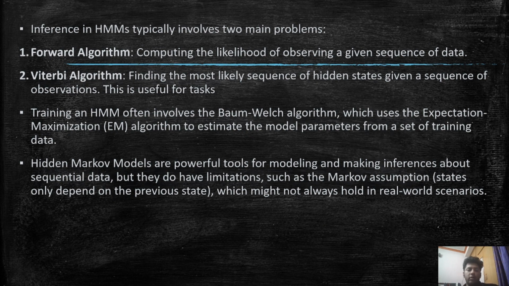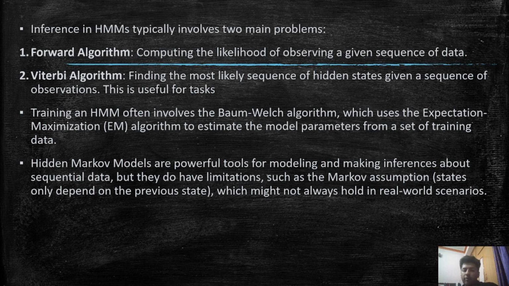So inference in HMMs typically involves two main problems. The first one being the forward algorithm, which is computing the likelihood of observing a given sequence of data, and the second one being the Viterbi algorithm, which is finding the most likely sequence of hidden states given a sequence of observations. So this is useful for various tasks, and training an HMM often involves the Baum-Welch algorithm, which uses the expectation maximization algorithm to estimate the model parameters from a set of training data.